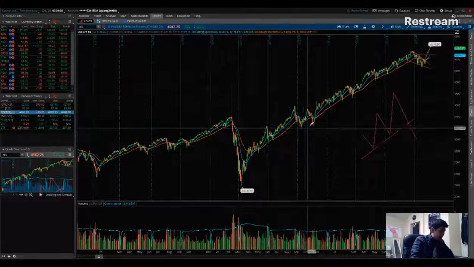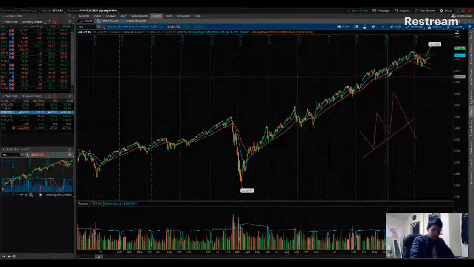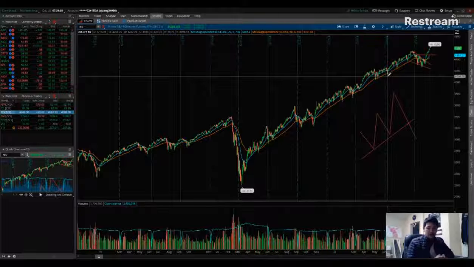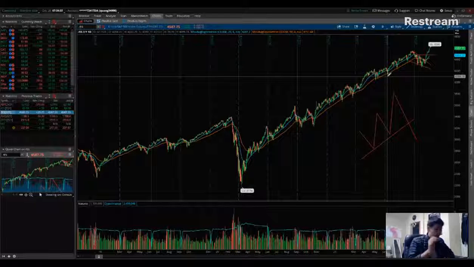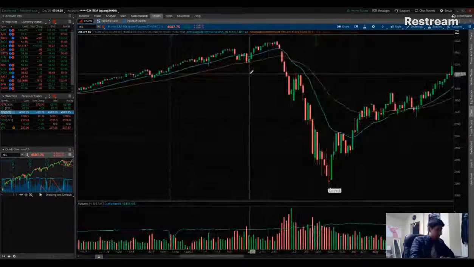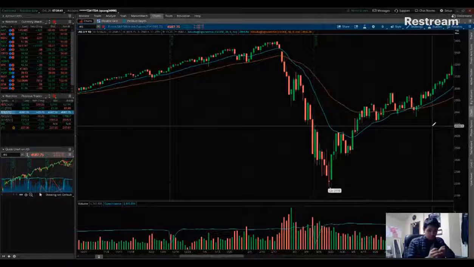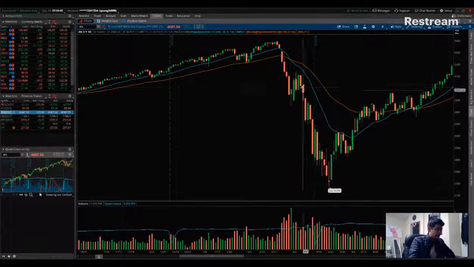The EMA right here, you can see it's been riding below the price of the stock while the stock was trending up. When the stock is trending down, for example, this is the COVID sell-off, the price of the stock is going to be below the value of the EMA, as you can see right here.